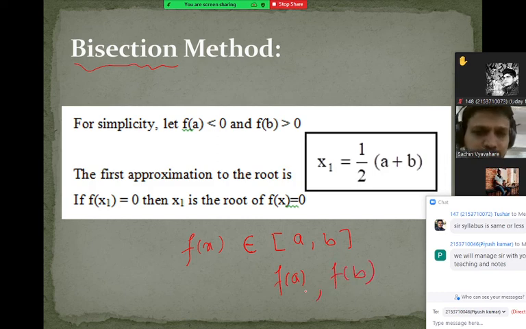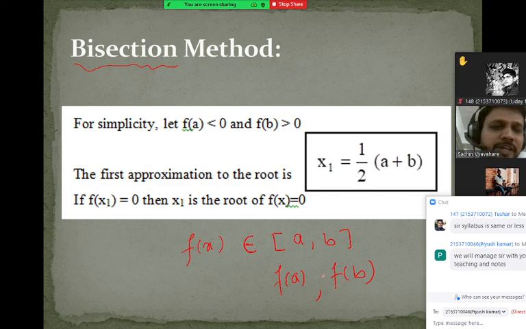So our first restriction to apply this numerical method is that f(a) and f(b) should have opposite signs. So if f(a) is positive, f(b) should be negative, and if f(a) is negative, f(b) should be positive.